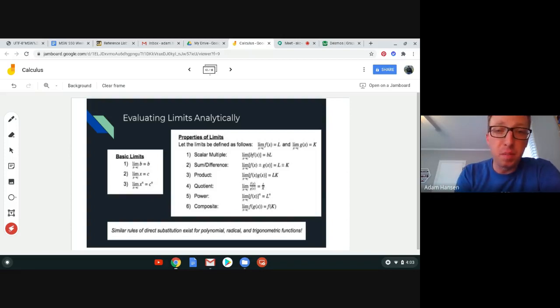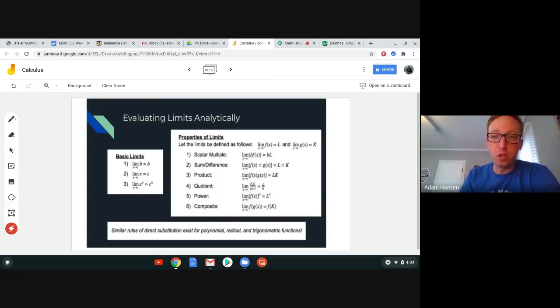The sum or difference in part 2. The limit as x approaches c of f of x, either plus or minus g of x, will be equal to what those limits are equal to, either L plus or minus k. Product and quotient, very similar. When I'm multiplying f of x times g of x, take the two limits and multiply them together. So L times k. The limit as x approaches c of f of x times g of x is equal to L times k. If you're dividing f of x by g of x, then take L divided by k.